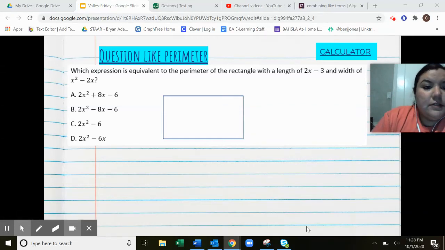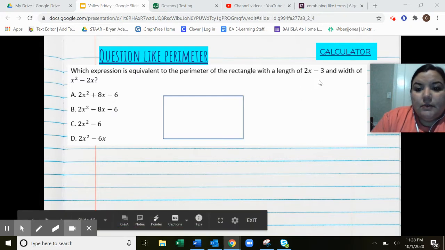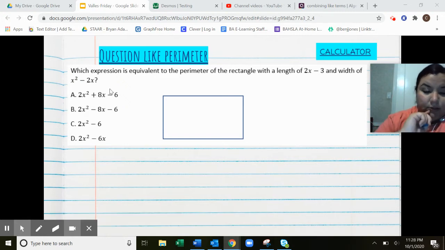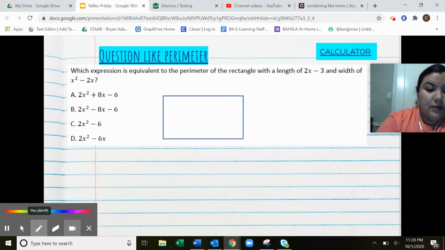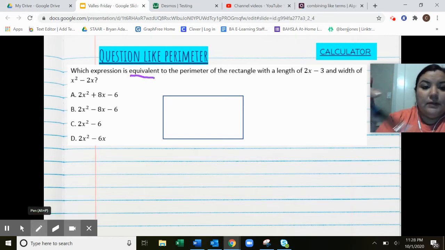All right, our next question is, which expression is equivalent to the perimeter of the rectangle with length of 2x minus 3 and the width of x to the power of 2 minus 2x? So let's go ahead and annotate. When we're talking about equivalent, equivalent means the same.